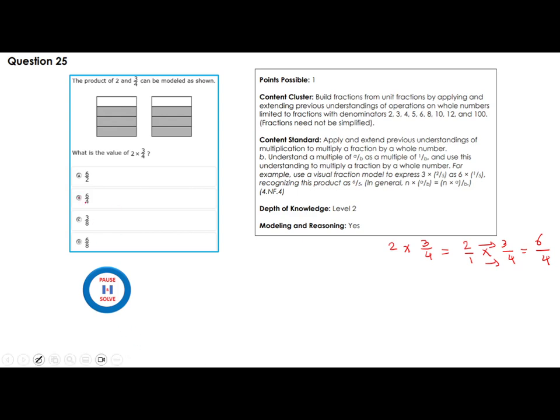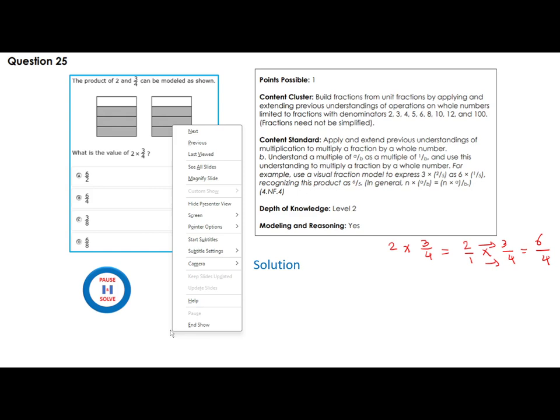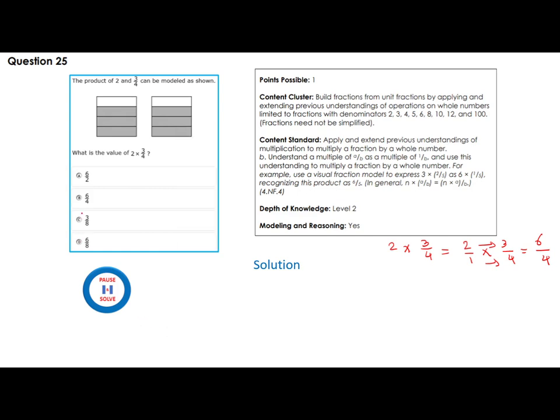I'm waiting for this to come. I still have a problem with the cursor here. Okay, come on. Something is not happening. It's not working here. Okay, it's 6 over 4. I don't know what happened to my cursor here. 6 over 4, okay?